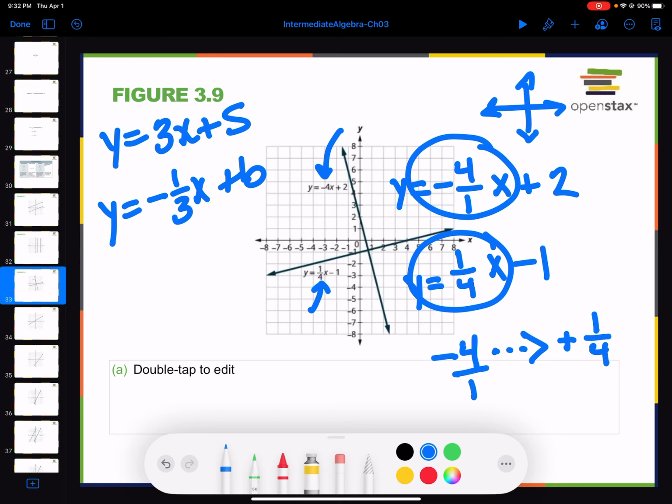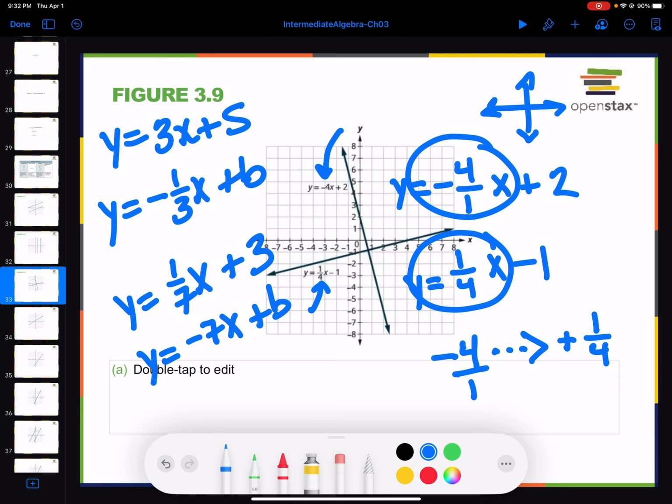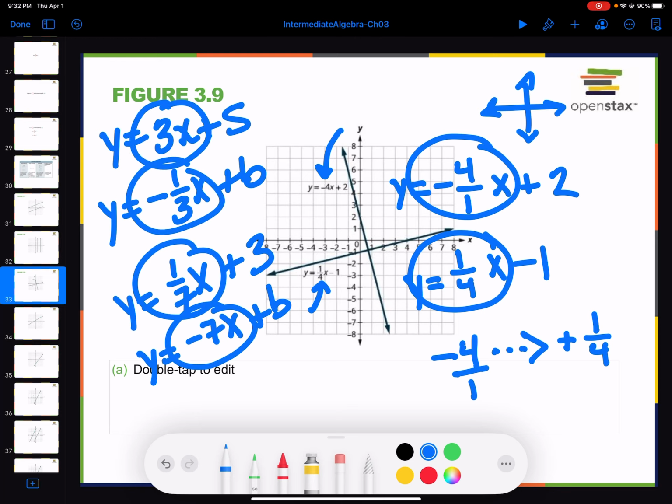Let me do one more example. Let's say we've got y equals 1/7 x plus 3. Our perpendicular line would be y equals negative 7x plus b. So I hope you're seeing that that's just the negative inverse of whatever the original one is. That's to indicate perpendicular lines. And that's it for this section.